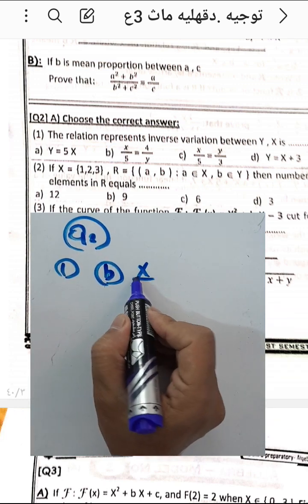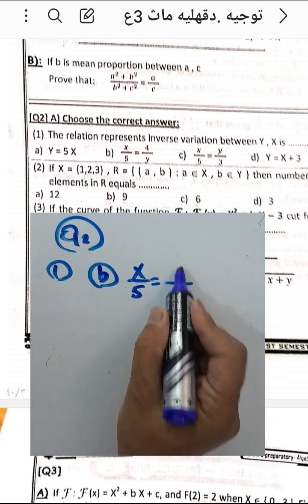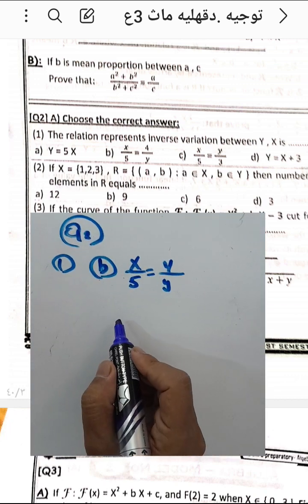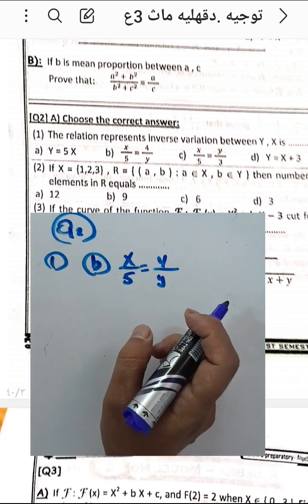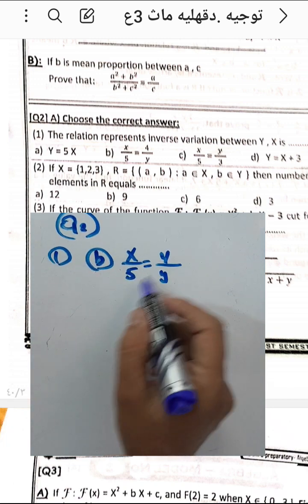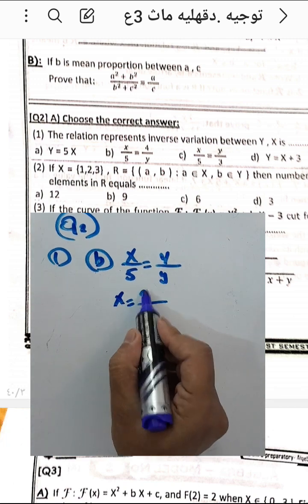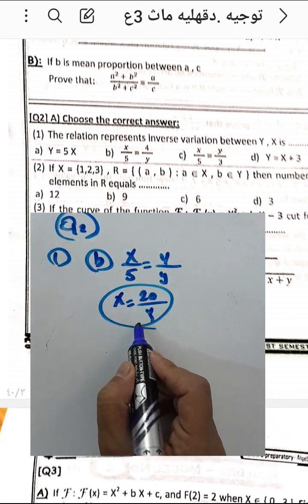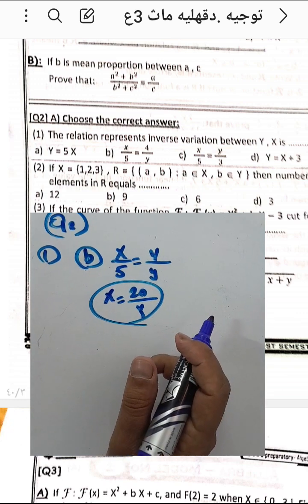x over 5 equal 4 over y. We call that inverse variation between x and y. Okay, we can simplify it. Write x equal 5 times 4, it will be 20 over y. We call this relation between x and y inverse variation between y and x. Okay, choose letter B.